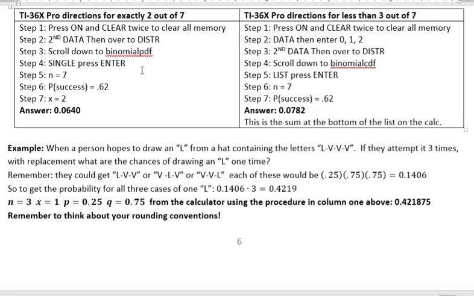So you would go through this process, enter N equals 3, probability of success is 0.25, X equals 1, and hit enter. And from that, the calculator will give you 0.421875, which you can see is what we got doing it the other way. I did it this way because I just wanted you to understand where those numbers are coming from.